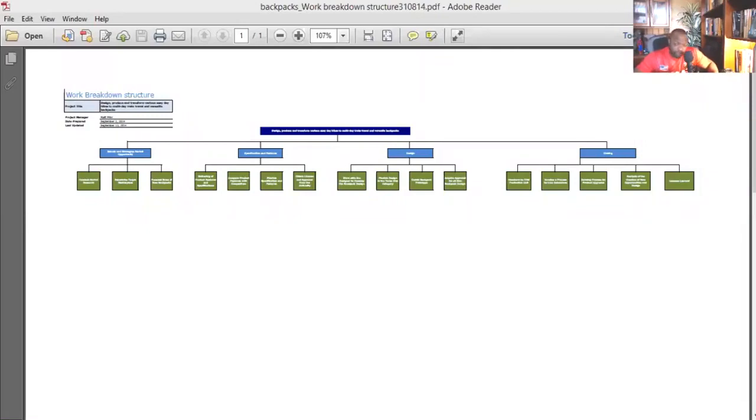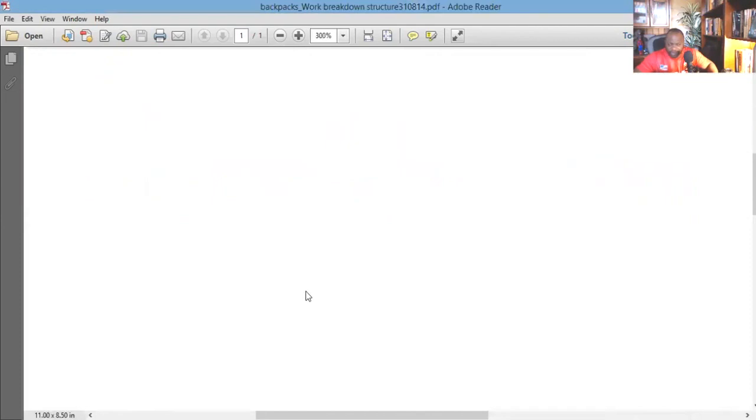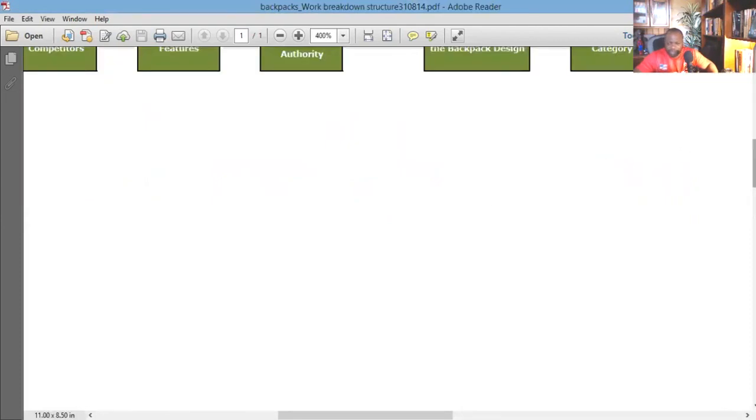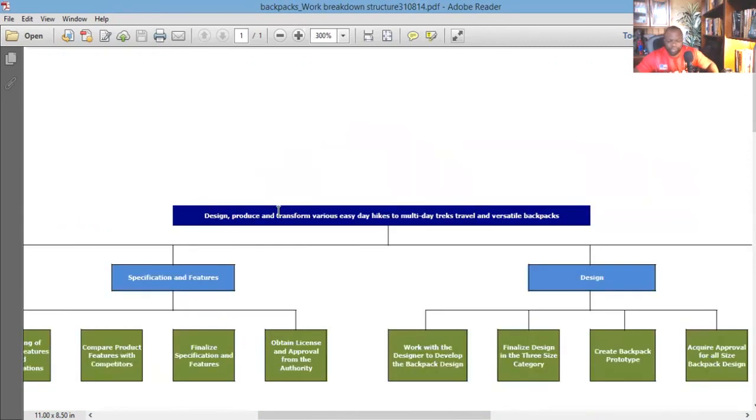We're talking about the WBS. As you can see, this is a hierarchical breakdown of the project. Right there at the top, you can see something we call the root node: design, produce, and transform various easy day hikes to multi-day treks, travel, and versatile backpacks. You see that at the root. Typically, that's a lot shorter.